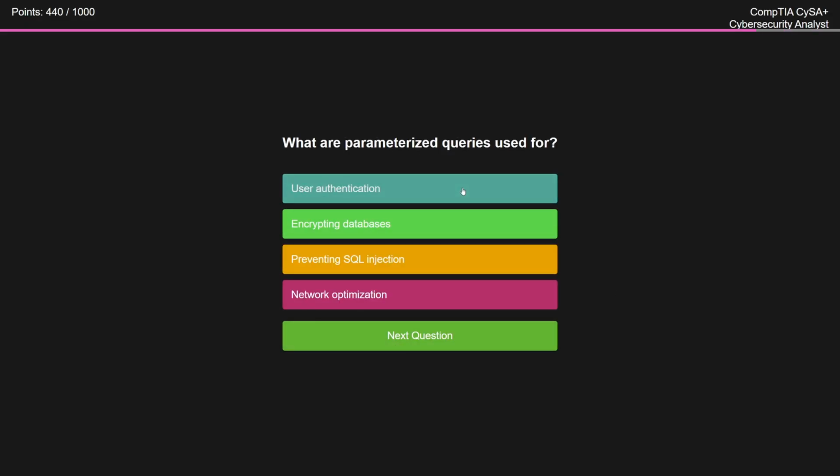What are parameterized queries used for? User authentication, encrypting databases, preventing SQL injection, or network optimization. So I'm going to say preventing SQL injection, because a lot of times if you don't do it, it's a more secure coding practice to use parameterized, right? So it can prevent it, right? If you use parameterized.